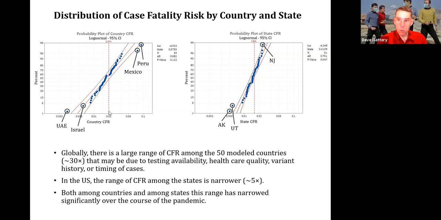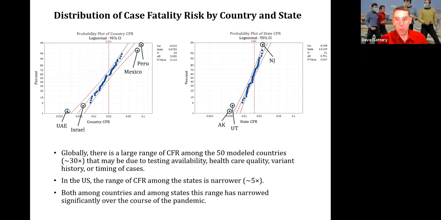The overall global case fatality risk is about 2%, so here in the middle, but this is the distribution among the countries. So this is a pretty big distribution. It's about a 30-fold range. Earlier in the pandemic, for our longtime listeners, remember it was more than 2 orders of magnitude range. It was over 100x difference. So it is narrowing, both in the U.S. and globally, that the dispersion of the case fatality risk across countries is narrowing. But it's still really pretty broad. 30x is a pretty big difference.